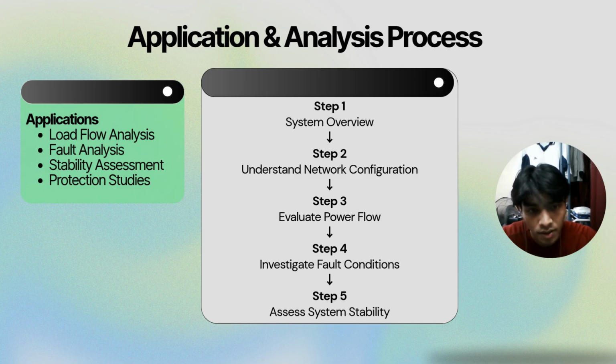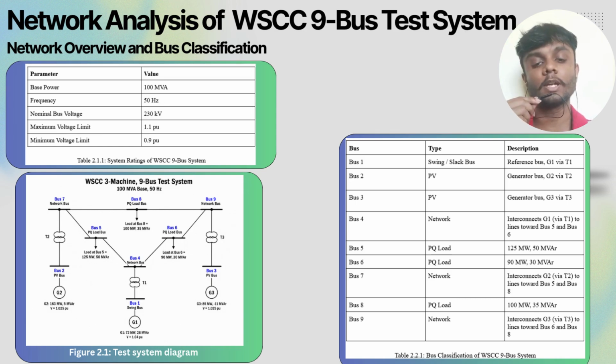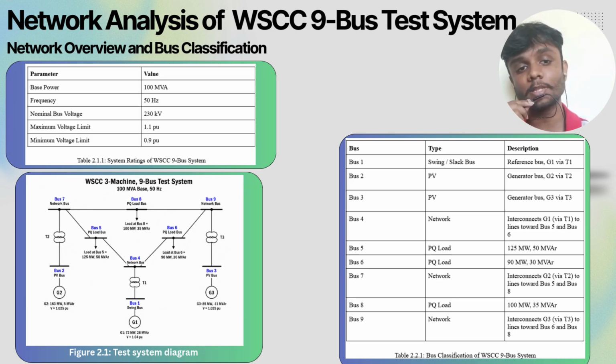the network analysis. Now I will explain the network analysis that we have used for our WSCC 3-machine 9-bus test system. So this system is suitable for our case study because it contains the main parts of a power network, which includes generators, transformers, transmission lines, and load buses. So the system is based on a 100 MVA base with a frequency of 50 hertz and a nominal bus voltage of 230 kilovolts.